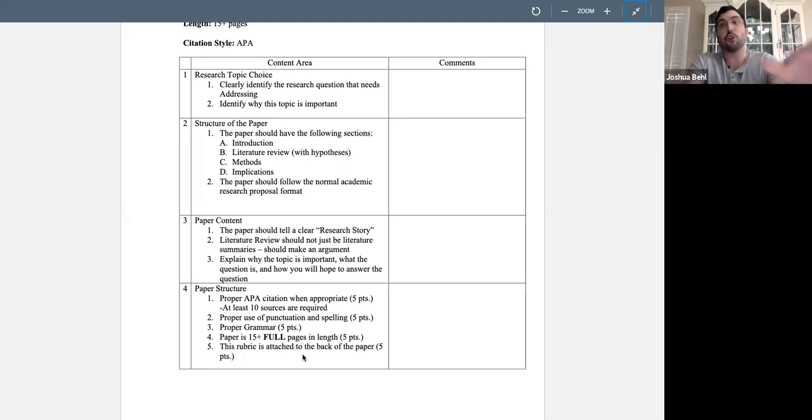So even if you don't turn anything in but a title page, you'll get 5 points with that section. I'm not encouraging you not to do that. Okay, please, for the love of God, turn in a real paper. 5 points will make you fail this class, but don't worry about attaching the rubric to the back.